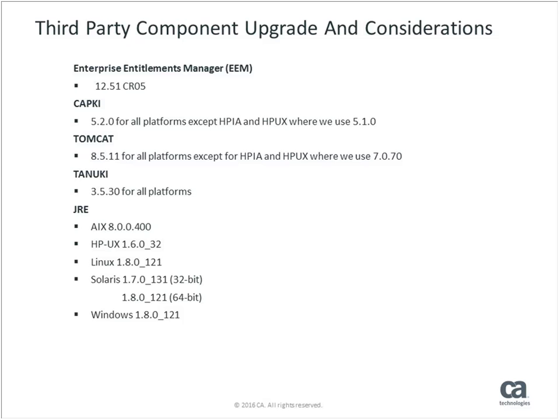Linux is at 1.8.0.121 and Solaris 32-bit for both Spark and x86 is 1.7.0.131 and for 64-bit it is 1.8.0.121, and Windows again it is 1.8.0.121.